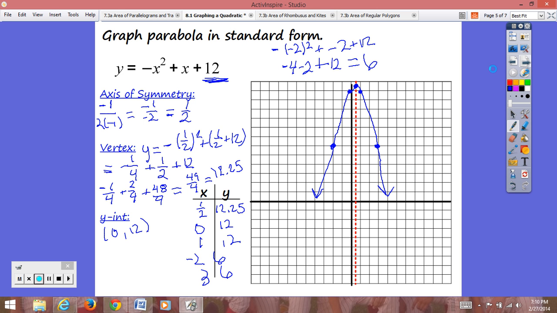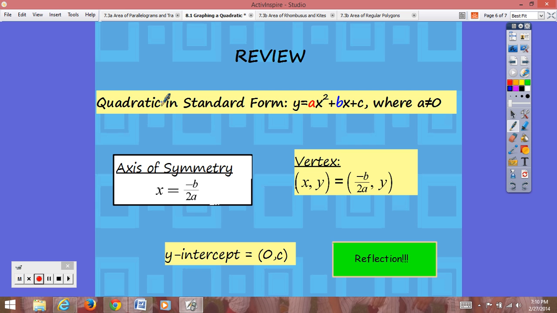Okay, for review, quadratic equation in standard form, y equals ax squared plus bx plus c, and a cannot be 0. Our axis of symmetry is found at x equals negative b over 2a, and again that is our x-coordinate for our vertex. And to find our y-coordinate, we simply plug that into our equation, solve for y, and you can find your y-intercept at point 0, c, right from our equation.